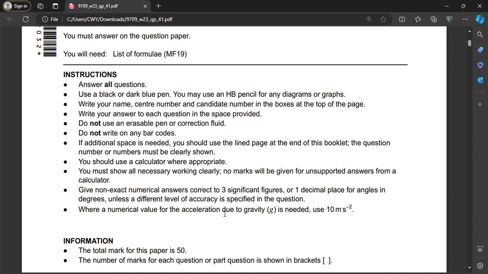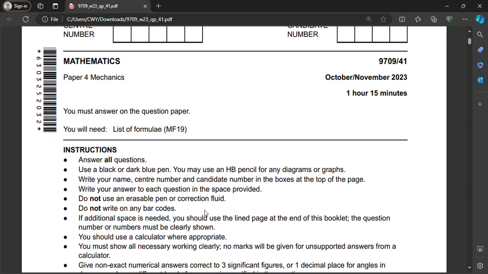I'll be using 10 meters per second squared, as given in the instructions. And unlike physics, in this paper you don't need to put your answer into 2 to 3 SF. In pure mechanics you can give your answer in surd form, any form. But I don't want to make the physics students angry, so I will be giving my answers in 2 to 3 SF, like physics.